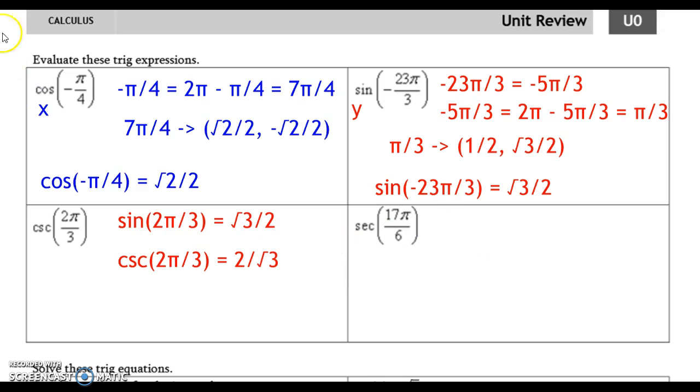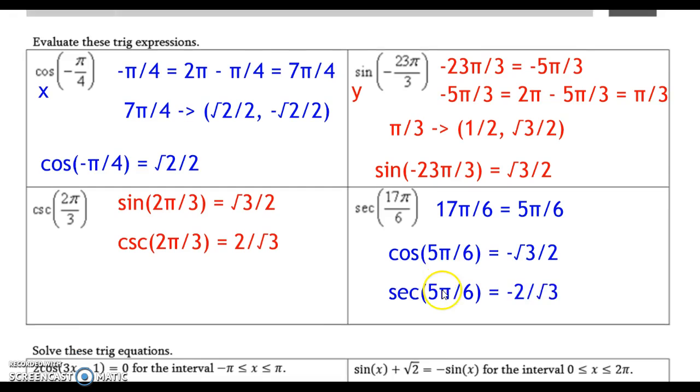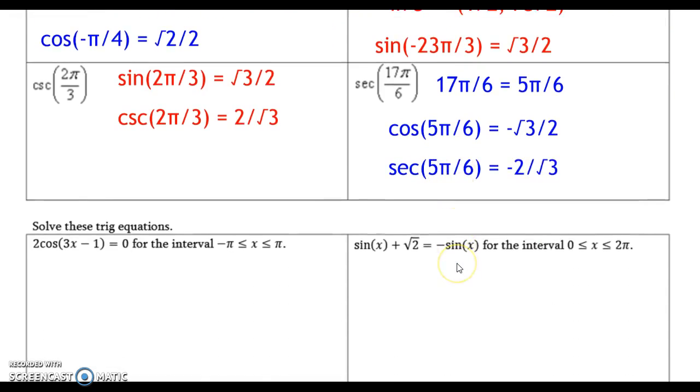Take a look at the last one here. Once again, when we get to an angle that's bigger than 2 pi, we start subtracting 2 pi from the angle until it makes sense. So what we've done is taken 17 pi over 6, subtracted 2 pi from it, it gives us 5 pi over 6. 5 pi over 6 is one of our common angles, and I know that cosine 5 pi over 6 is equal to radical 3 over 2, that's the x value. So in order to find secant, we simply need to invert it, or take the inverse.